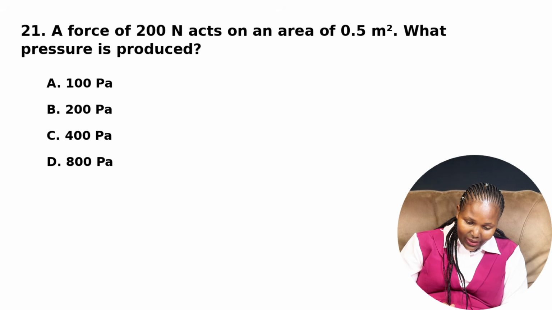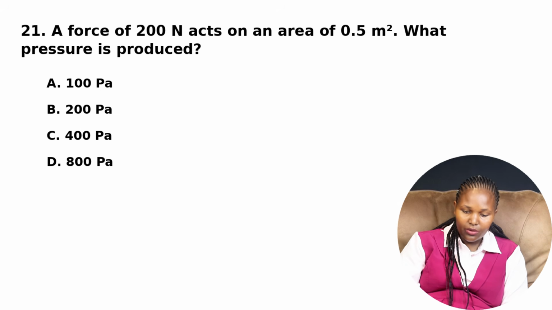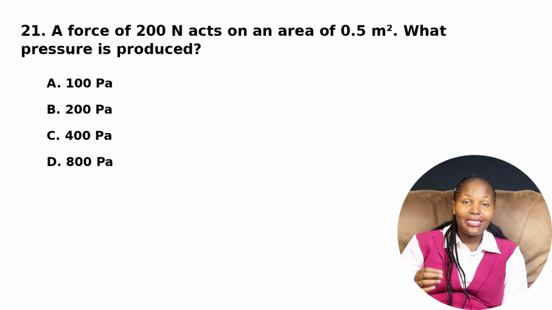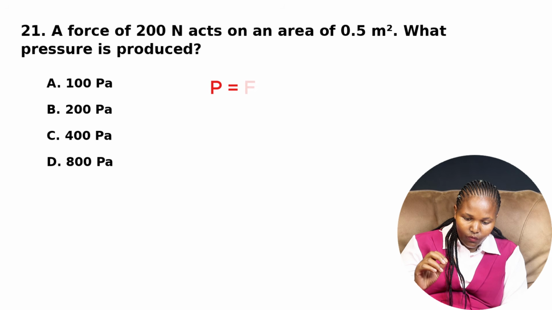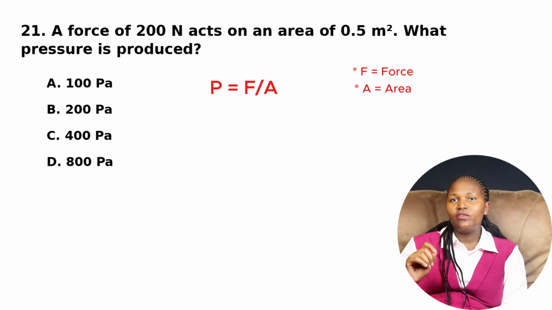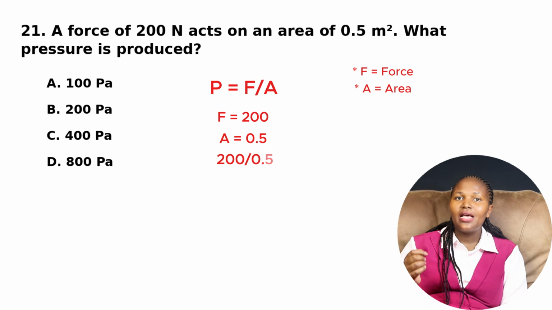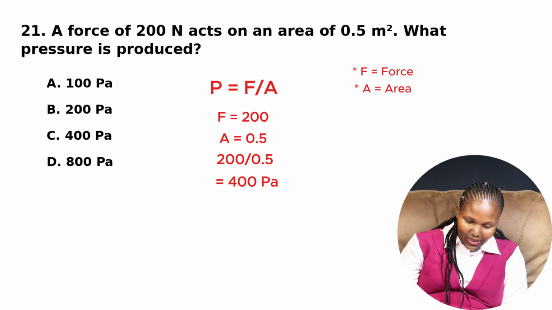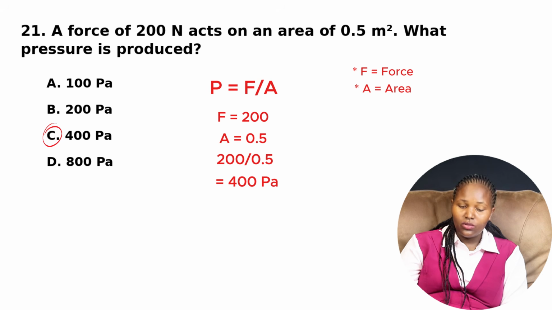Now we go to question 21. A force of 200 N acts on an area of 0.5 meters squared. What pressure is produced? Again, this question is about applying the formula. So question 21, we just need to apply the formula. They need us to calculate the pressure. Now, pressure is equal to force over area. P equals F over A. Pressure is equal to force over area. And what is the force? 200 over area, which is 0.5, which is going to give us 400 Pa. So the answer is 400 Pa. That is about a formula.